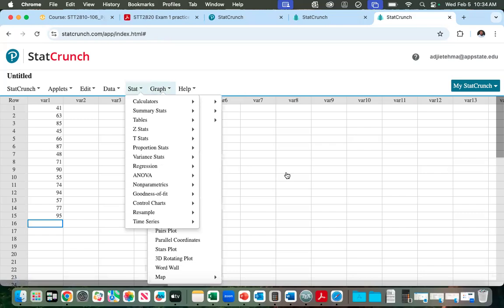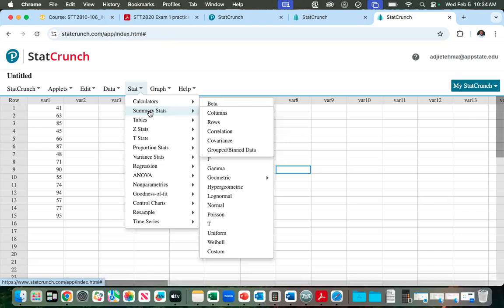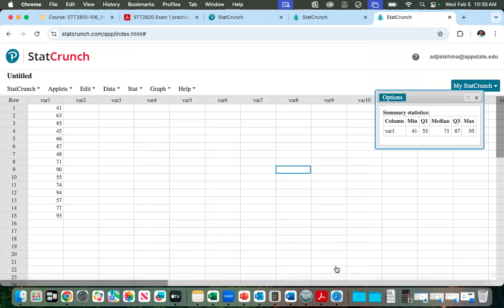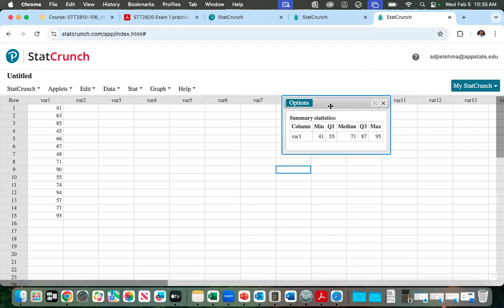So for the 5-number summary, we go to stats, summary stats, columns. I hit that. So the first one is the minimum. I look for that. I click on that one, followed by Q1. I'm using a Mac, so my hand is on command. And then I look for Q1, followed by the median, and then Q3, and then the maximum. So you see, I have my 5-number summary this way. And then we hit compute. So this is our 5-number summary.